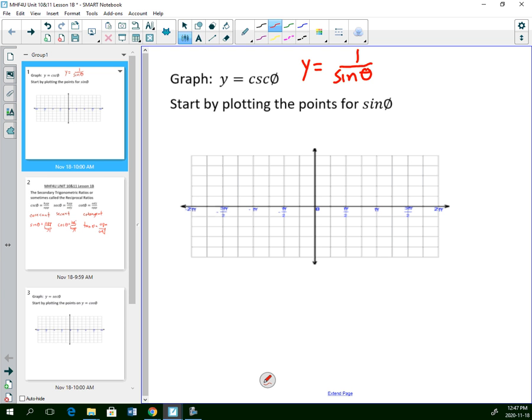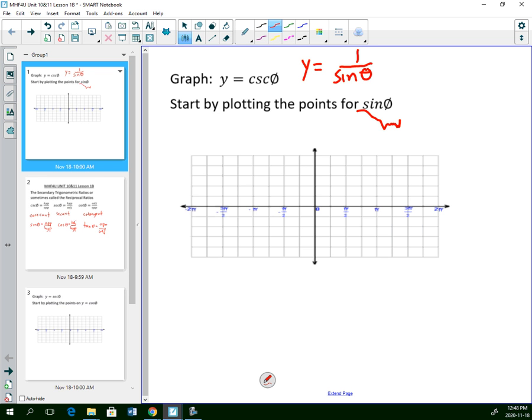So you could make a table of values like we did with sine, maybe going every 45 degrees. So if I were starting at 0, I would do 1 divided by sine of 0. Then I would do 1 divided by sine of pi over 4. And then I would do 1 divided by sine of 90, and so on. So I could do my table that way. I'm going to show you a quick way to do these. It's just easier.